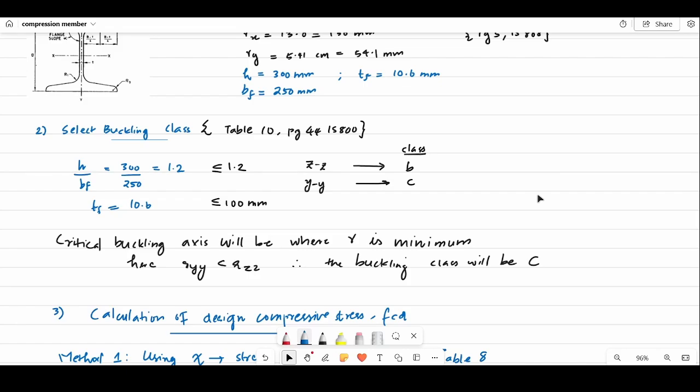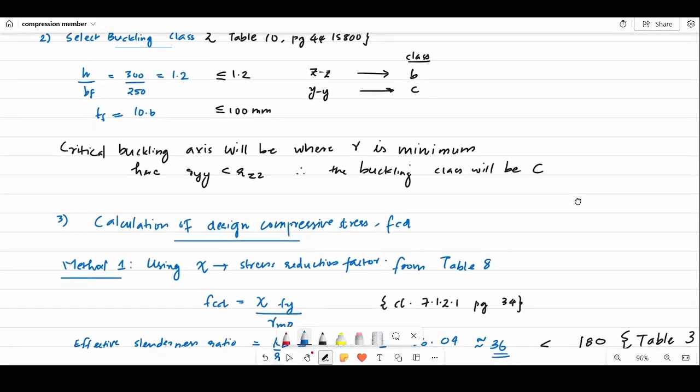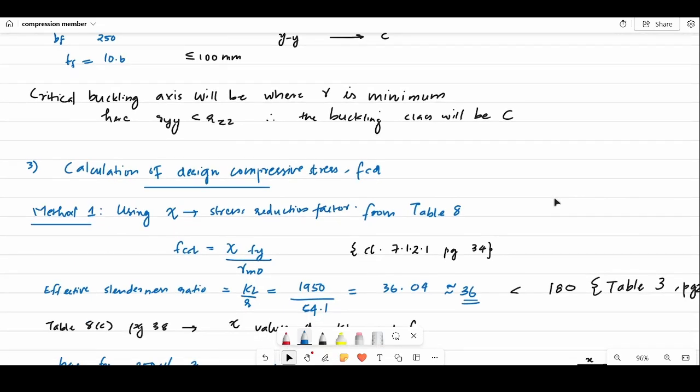So we will be selecting that axis, that is, buckling we assume to be more critical in the YY axis, and the buckling class related to that axis, obtained from Table 10, which is in the second row, will be C class. So that's why we are selecting this class. It's a very important step in the design of compression members. And we can calculate the design compressive stress FCD. Once we calculate the FCD, that multiplied by the sectional area of the ISMB 350, you will be getting the total design load.